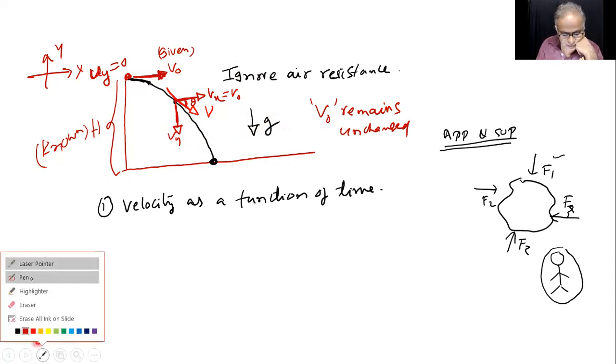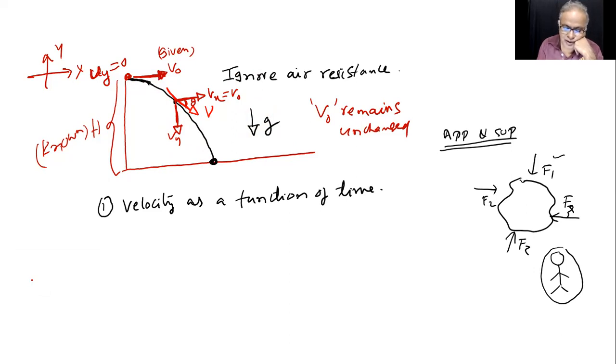Okay. So what would be Vy? That Vy will be 0 plus gt. U is 0, I'm not writing. We get V equals U plus at. So V will be simply the vector sum of these two velocities. That is V naught square as it is in the beginning. This is the extra thing, g square t square, under root.